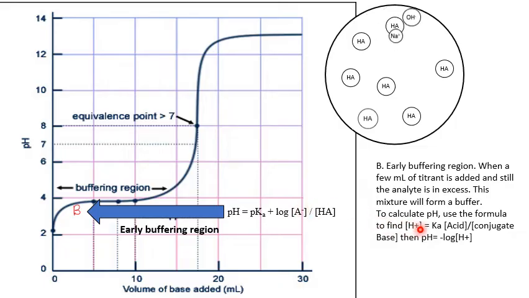So we can use the buffer formula. The simple formula is concentration of the hydrogen ion equals Ka, concentration of the acid divided by concentration of the conjugate base. And then we have to find the pH as usual, negative logarithm of hydrogen ion concentration.